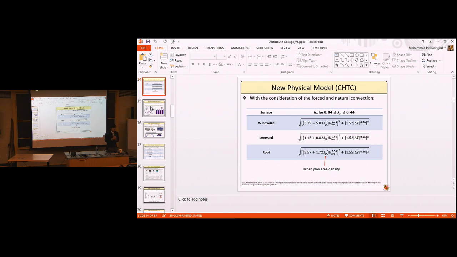Yes? A lot of what you're looking at is the exterior surface heat transfer in the building. If you think about the building as a whole, it's a very complex system. There's heat transfer on interior surfaces, heat transfer through walls, there's all kinds of heat exchangers in the HVAC system. What was the motivation for picking the exterior surface as the primary focus here? Or am I interpreting that right?